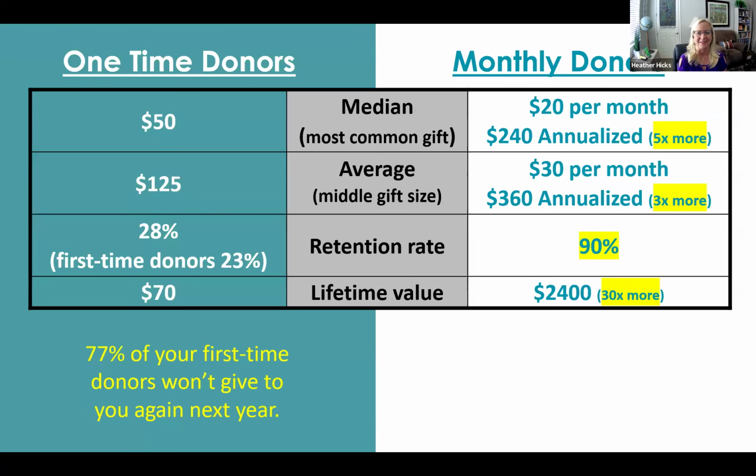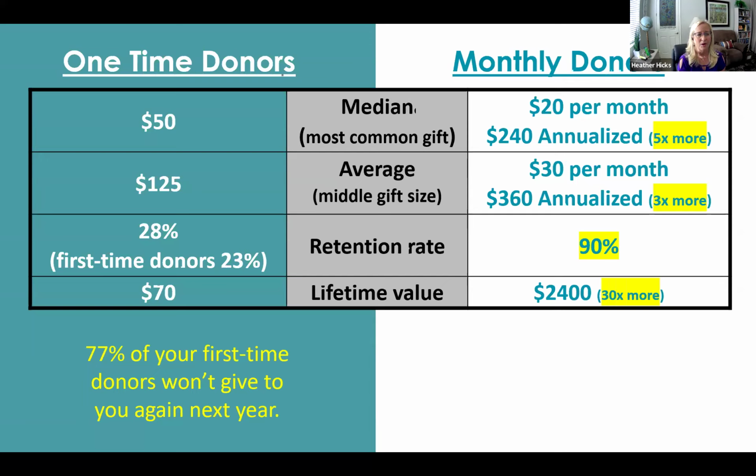This is the most complicated PowerPoint slide that I've got here. A lot going on. But let's just compare one-time donors with monthly donors. Studies show that when you think of median gifts between a one-time donor and a monthly donor, the one-time donor's is $50. Median means it's the most common gift. It's not the average, that's the next one. But the most common gift given for one-time is $50. For monthly donors, it's $20, significantly less. But here's the key. When we think of monthly donors and we annualize that gift, it turns out to be a $240 gift. So that's 5 times what a one-time donor gives.